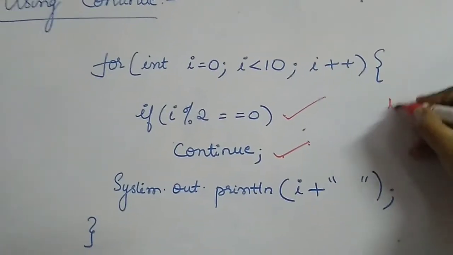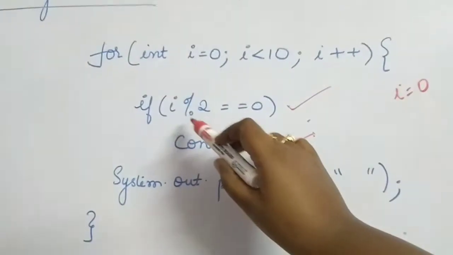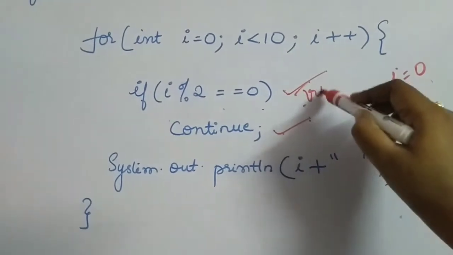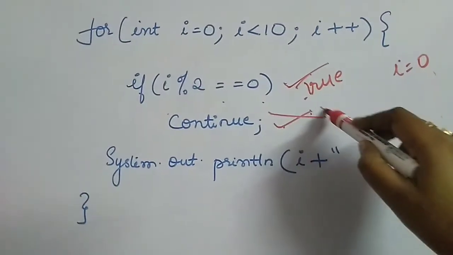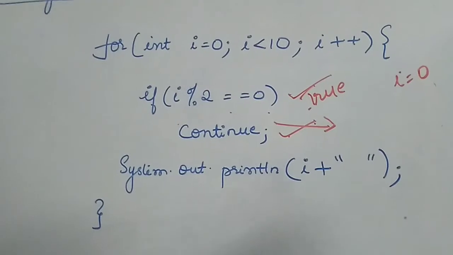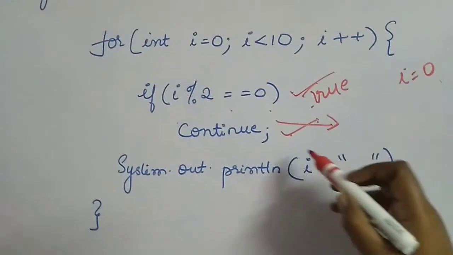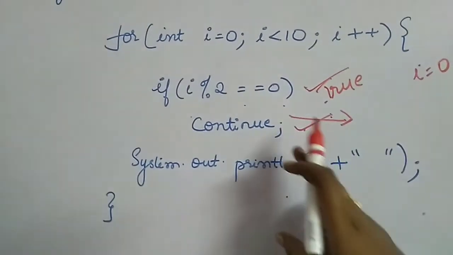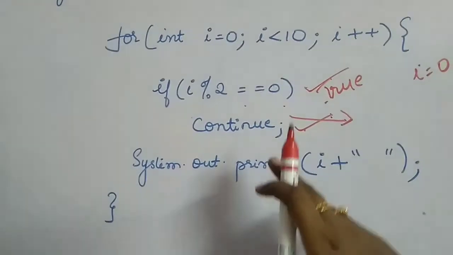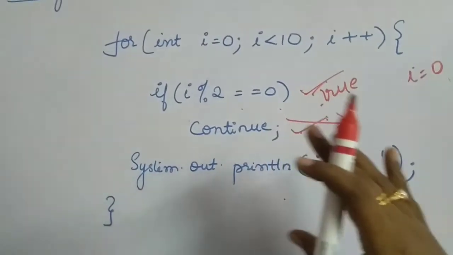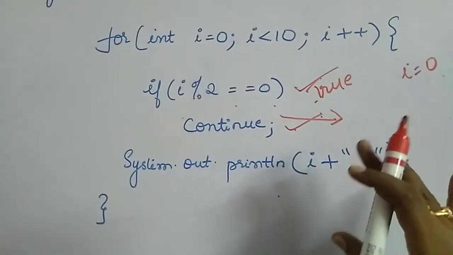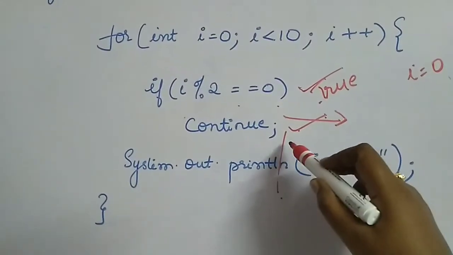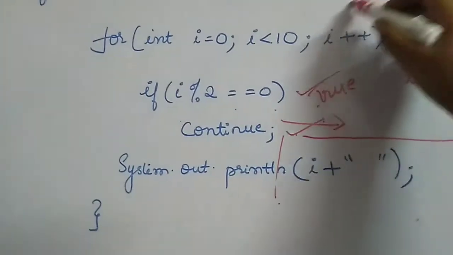Now i is equal to 0. Okay, so when i is equal to 0, i mod 2 will give me 0. So since this condition is true for me, what happens? This continue executes. Whenever your JVM sees a continue, the next statements after this continue, say there are 100 lines or 10 lines after this continue in the current iteration, all those statements will not execute. Okay, and then what happens? It will skip all these statements and then it goes to the next iteration.